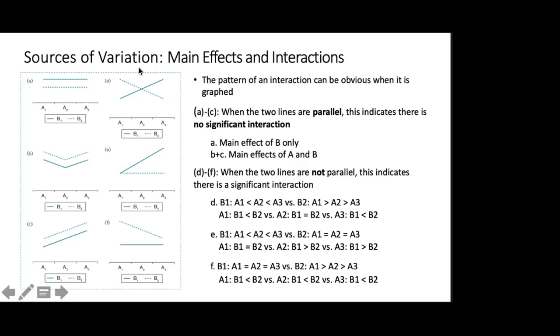Here, on the right-hand side, we see different patterns of interactions. Here, basically, we see that the two lines cross. And if that happens, it is not very meaningful to interpret your main effects, even if you get main effects. If your data look like that, the main effect would be 0.